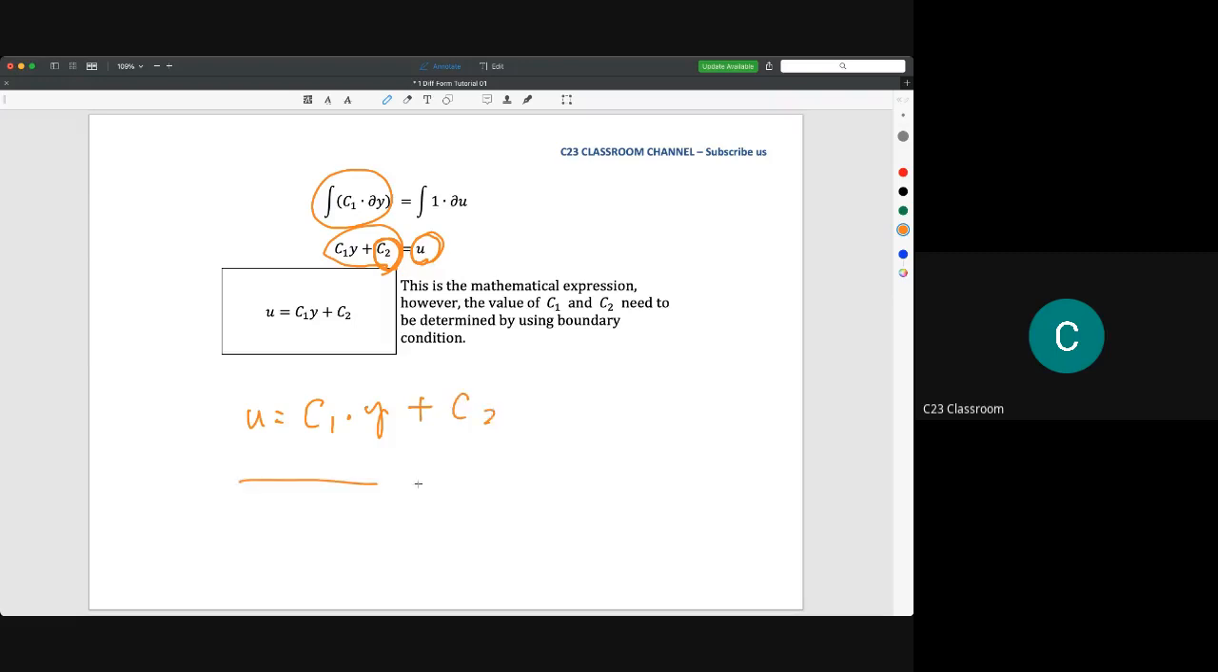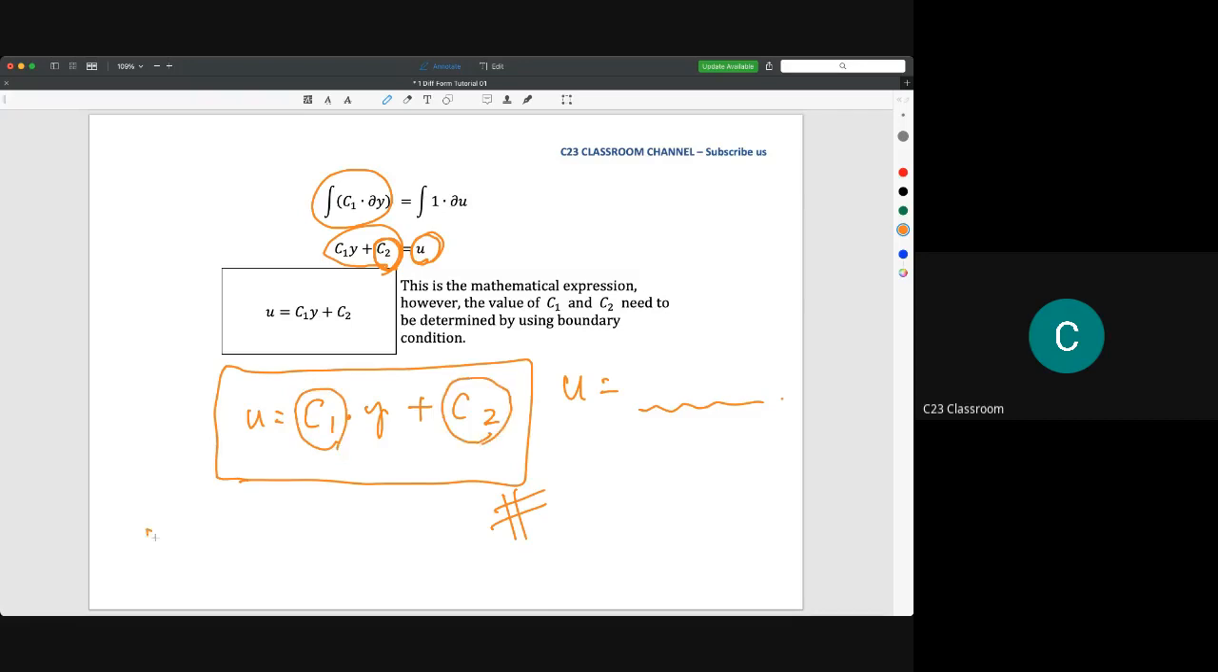So this is the shape ataupun kita kata a general formation, the general terms for velocity profile. We have the value of u equal blah blah blah. But this is not the final answer, because the value of C1 and C2 here is still unknown.